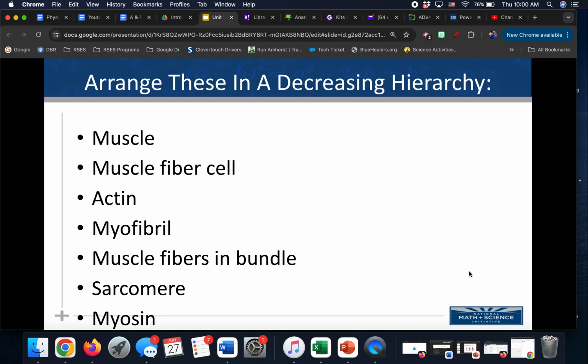So press pause here and kind of arrange them in a decreasing order. See if you remember this stuff. If not, you're going to need to know it eventually on the test. But in other words, what you would put first in this list would be the biggest structure, and then all the way down to the smallest. After you think you have it, unpause it, and we'll change the slide to show you the answers.